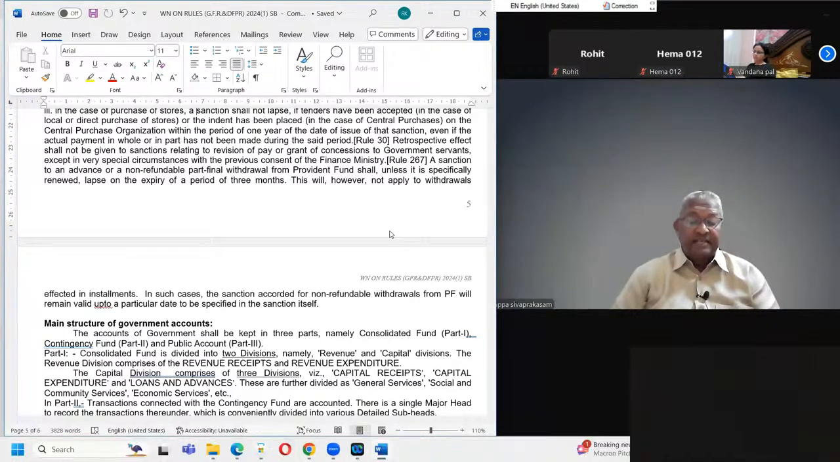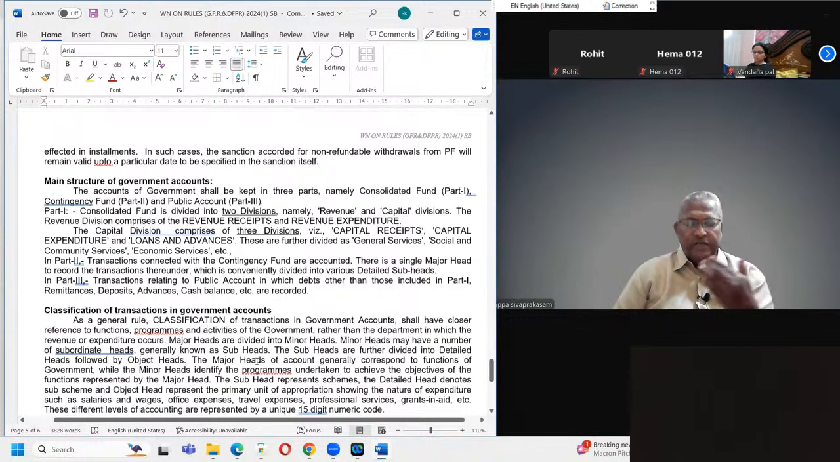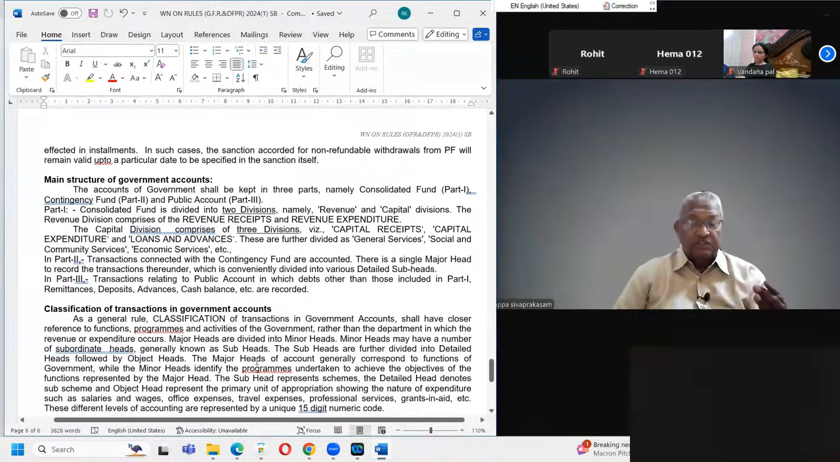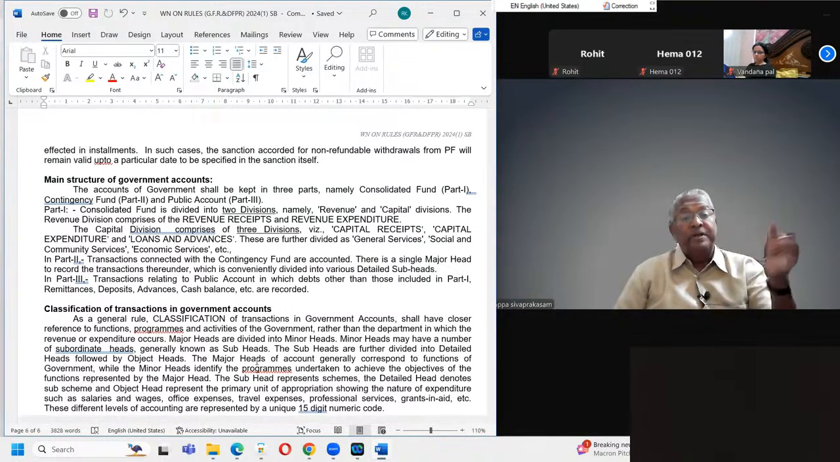Okay. Then main structure of government account. Government account means what we are going to discuss is not at the lowest rank, that is DDO. DDO जो अपना डिपार्टमेंट का पैसा जो सैंक्शन होता है उसको DDO ड्रॉ करके डिस्पोज करते हैं, उसके बारे में नहीं. At the top level, गवर्नमेंट ऑफ इंडिया का अकाउंट कैसा मेंटेन होता है, that is part 1.